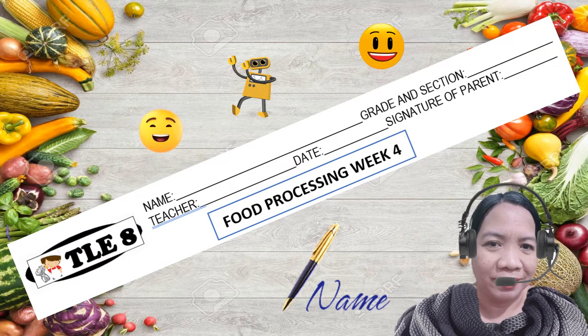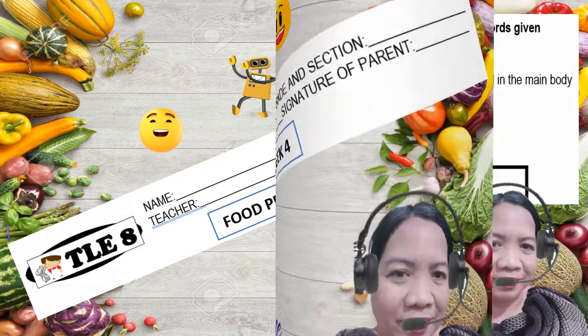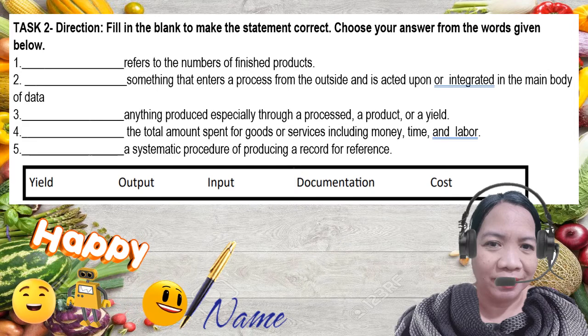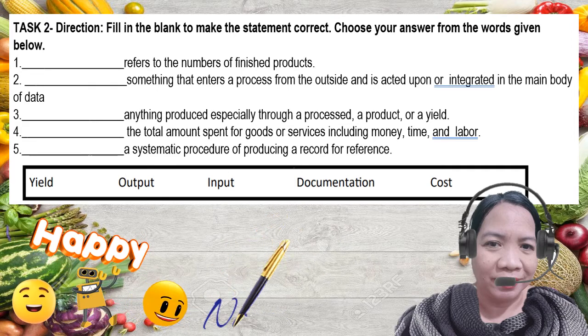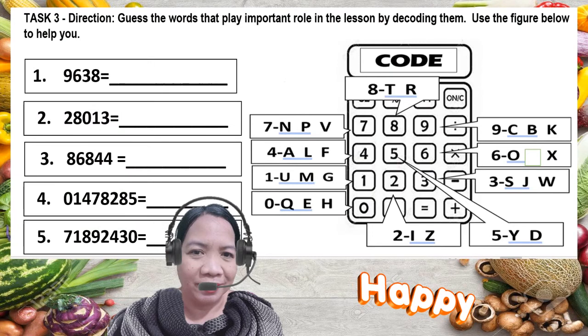So now, kindly get your activity sheet for week 4. Let us have task number 2. You're going to fill in the blank to make the statement correct. You're going to choose your answer in the box. You will write your answer on the space provided for you. For task number 3, you are going to decode the words using this figure below. These words play important role in our lesson. The next slide will teach you how to decode the words.